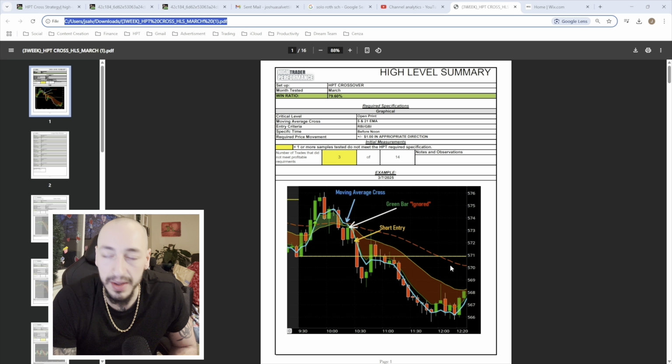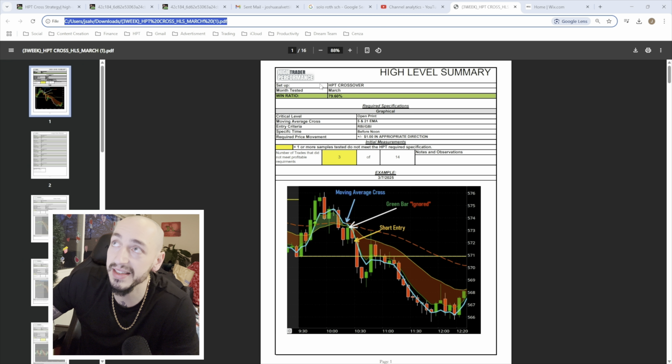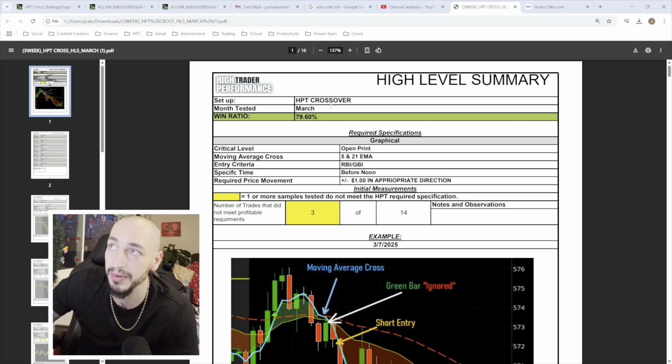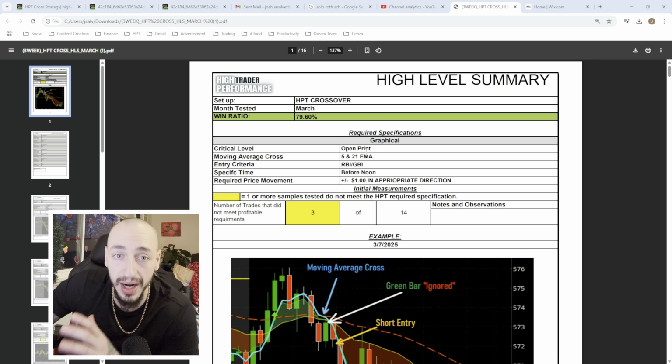So before you, on the high-level summary, you're going to see the setup is the HPT crossover. The month tested is March. The win ratio is 79.60%. Now below this, you're going to see required specifications. This is where I become very specific on the pathway required to get me to my desired location.